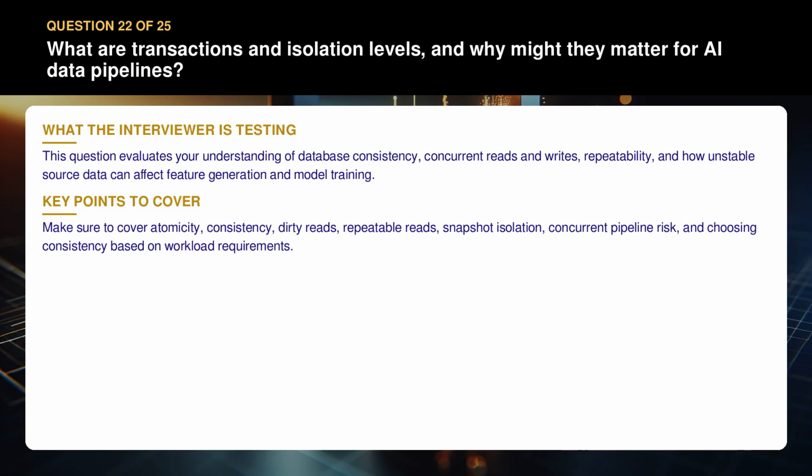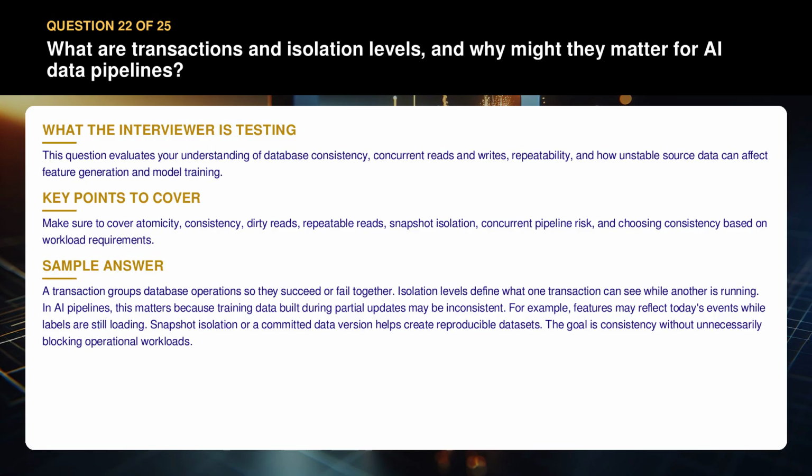workload requirements. A transaction groups database operations so they succeed or fail together. Isolation levels define what one transaction can see while another is running. In AI pipelines, this matters because training data built during partial updates may be inconsistent. For example, features may reflect today's events while labels are still loading. Snapshot isolation or a committed data version helps create reproducible datasets. The goal is consistency without unnecessarily blocking operational workloads.